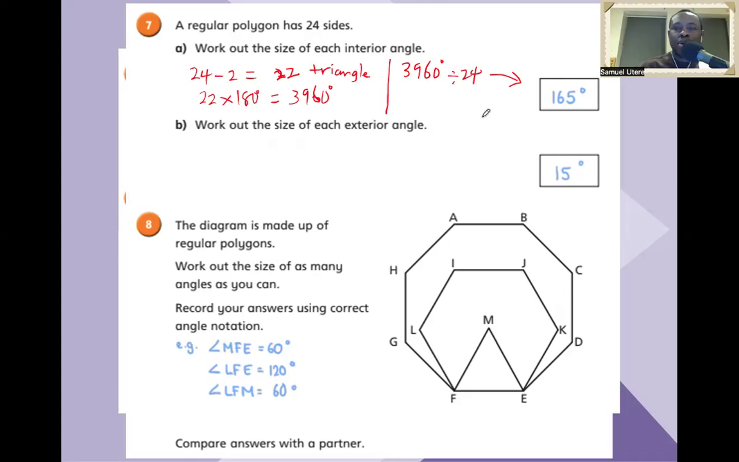Now, you know that what we've learned so far is if you have the interior angle, you can find the adjacent exterior angle because you know both of them will add up to 180 degrees. So to get the exterior angle, we can do 180 degrees minus 165 degrees, which will give us 15 degrees.